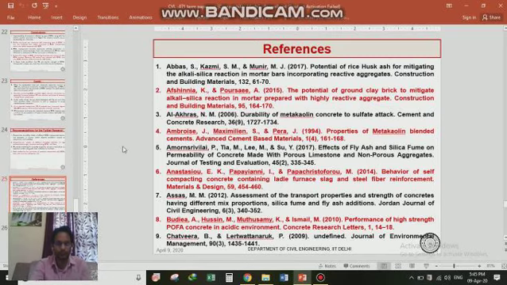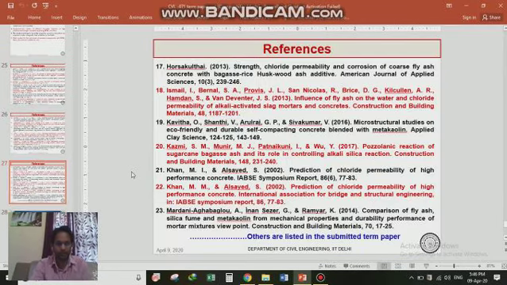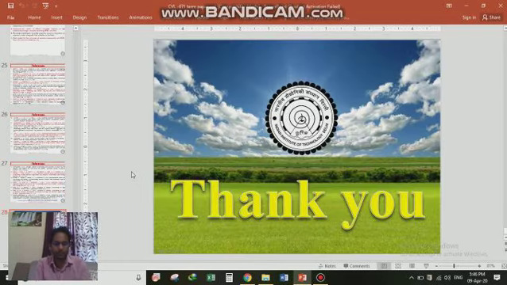These are some list of references, and the rest of the references are given in the submitted term paper, as there is a restriction of time. So I have briefly discussed the properties of concrete, basically durability properties of concrete, in which I have discussed impermeability, alkali silica reaction, chloride penetration resistance, resistance to sulfate attack, efflorescence, fire resistance, acid resistance, carbonation resistance, etc.